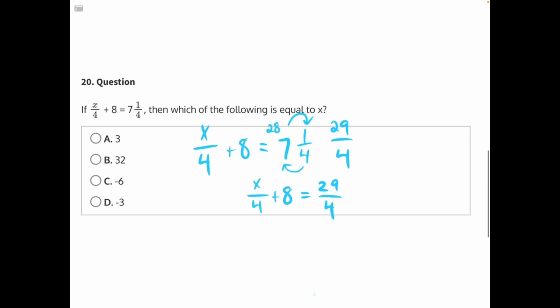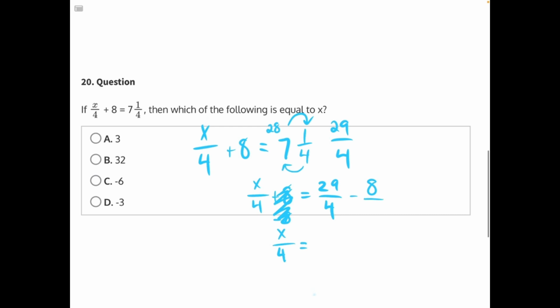Now, if the goal is to isolate our variable x, we need to subtract 8 from both sides. These will cancel out, leaving us with x divided by 4 equals. To do this subtraction, we need to find a common denominator.